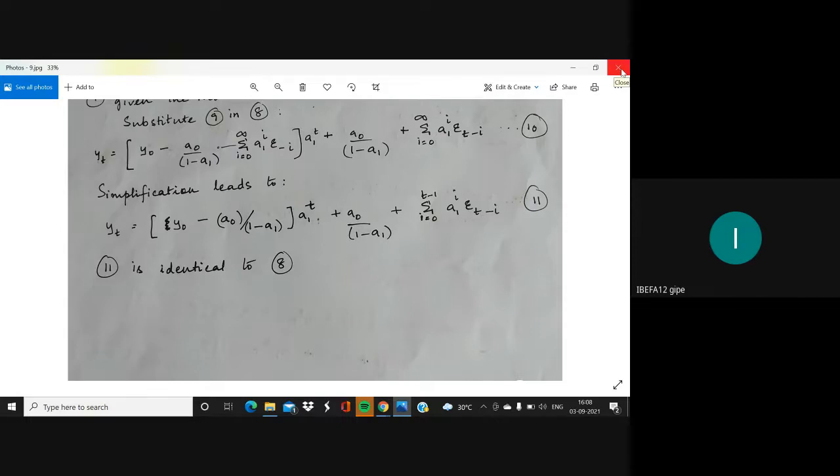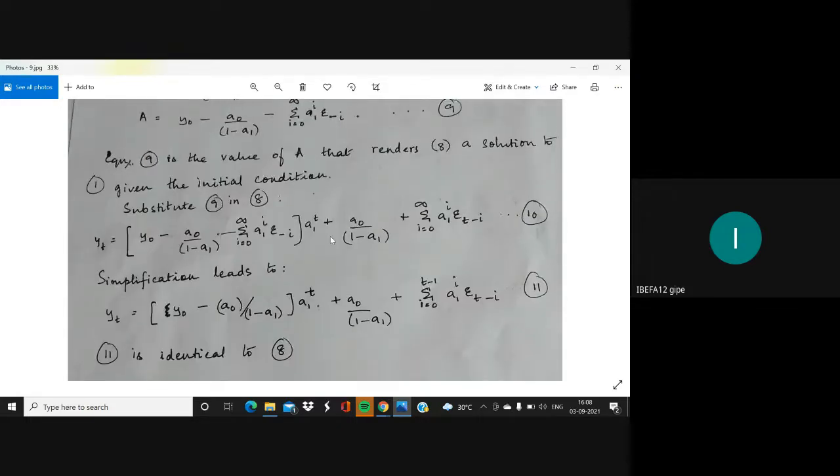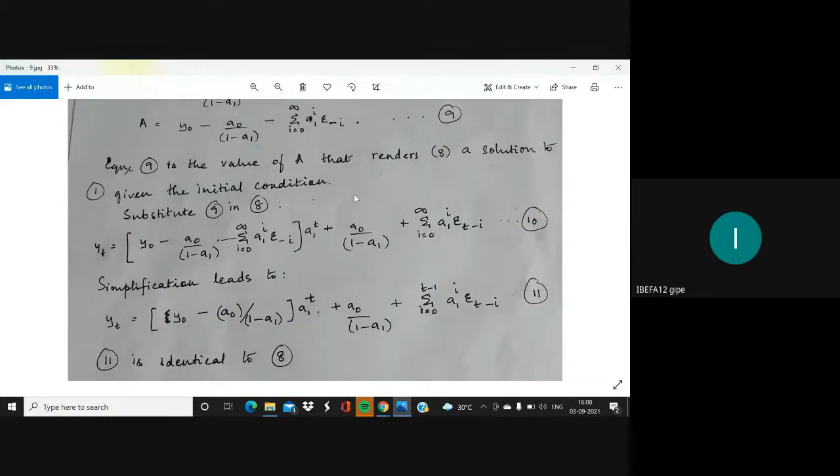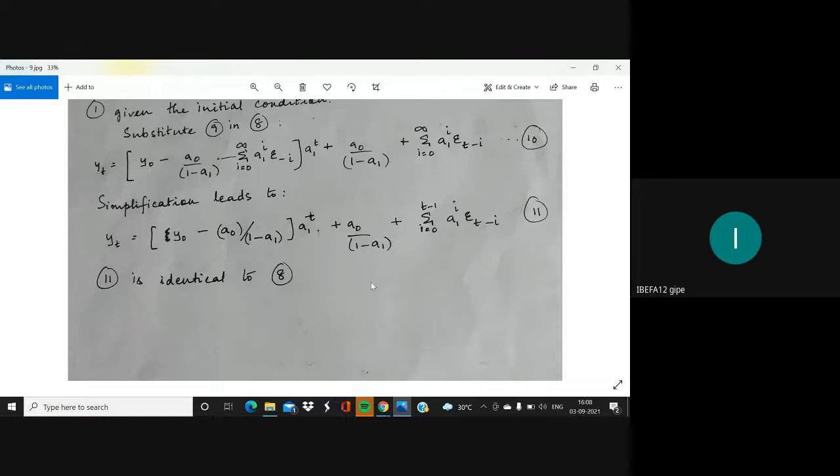Any doubts or questions so far? You all might not have followed the last part of the derivation, so I'll share the notes. Once you look at the notes, you'll be able to understand it clearly. But other than that, any doubts?